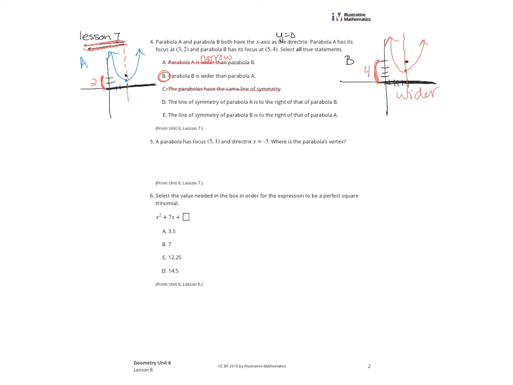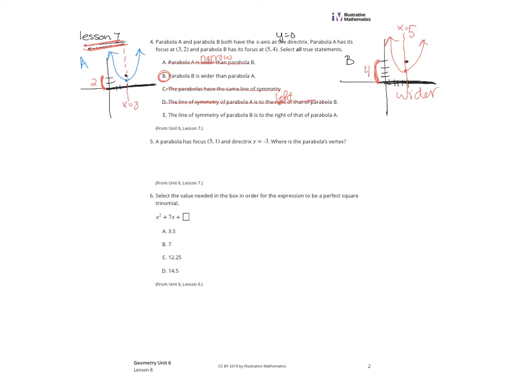The line of symmetry for parabola A is to the right of parabola B. That's also not true. This vertical line is x equals 3. This vertical line is x equals 5. I know that by the x coordinate of the focus. So in that case, it's actually to the left, not to the right. So then I know that D is not true.